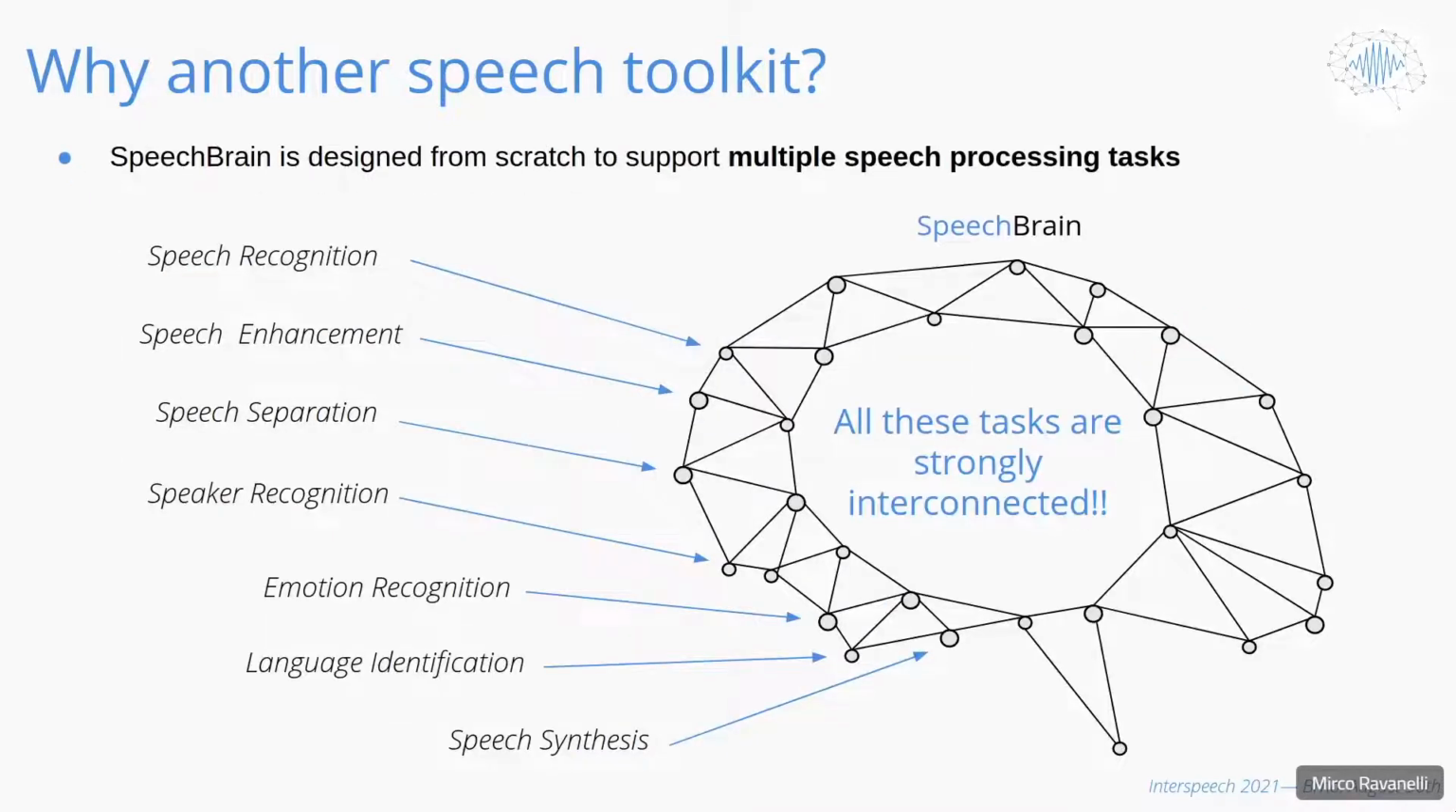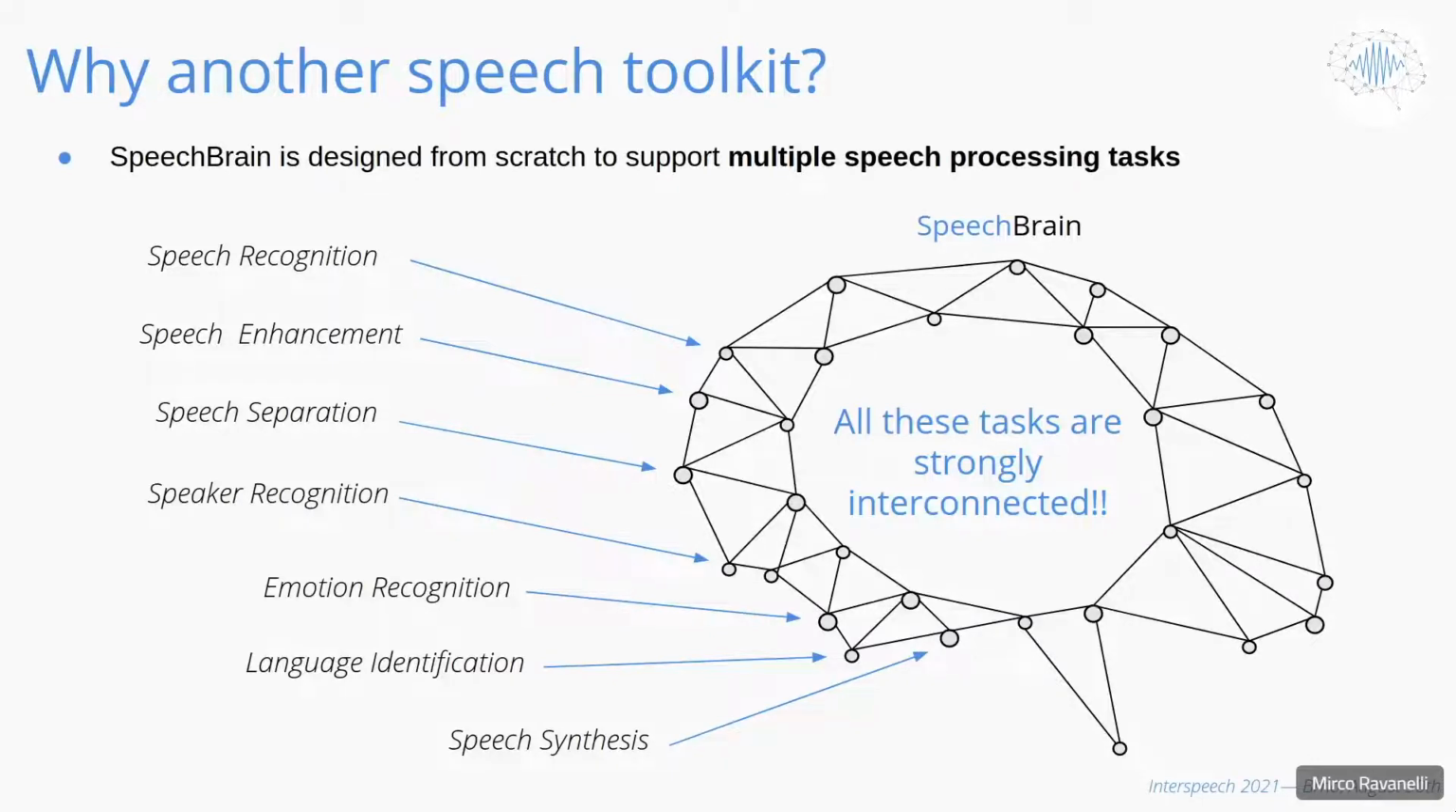So one peculiarity of SpeechBrain is that we designed it from scratch to support multiple speech processing tasks. Nowadays, technologies like speech recognition, speech enhancement, speech separation, speaker recognition, emotion recognition, language identification, speech synthesis are very close with each other because they share the same underlying technology, which is deep learning. So these tasks these days are connected.